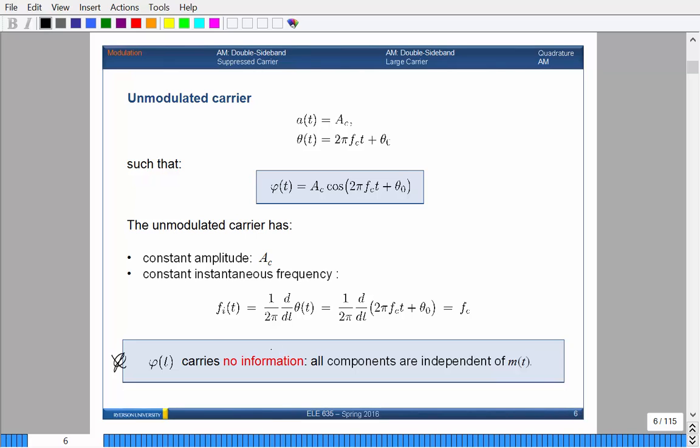Okay, so it carries no information. This is the transmitted signal. There's absolutely no information you're transmitting. It's just a cosine with a standard height, and that's it. What this is saying is that every single component, your amplitude, your frequency, and your phase, is independent of your message. So no matter how you vary these particular values, there's no message being transmitted. I just wanted to start off with a simple case.